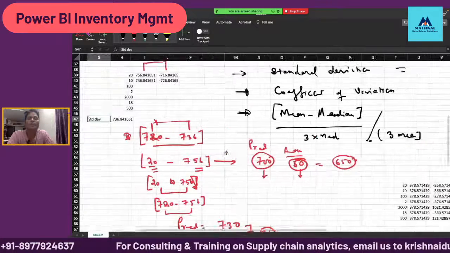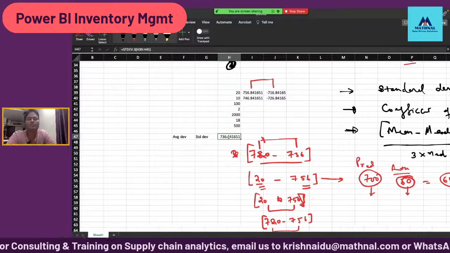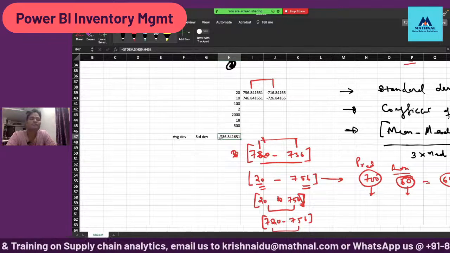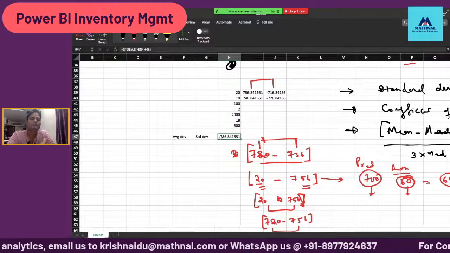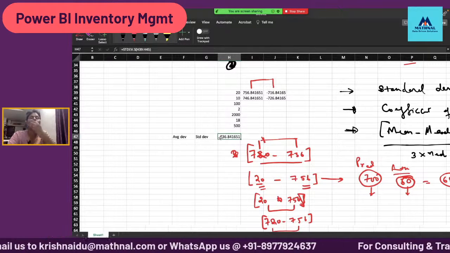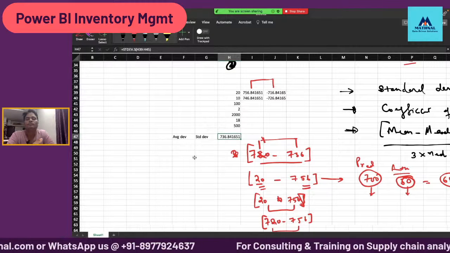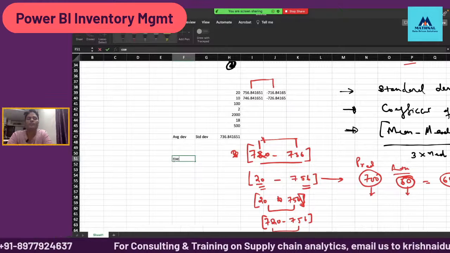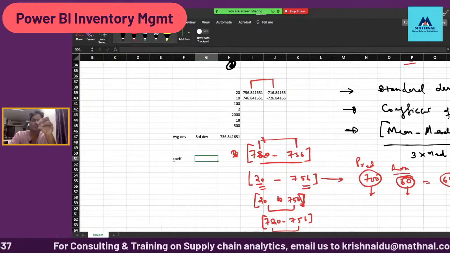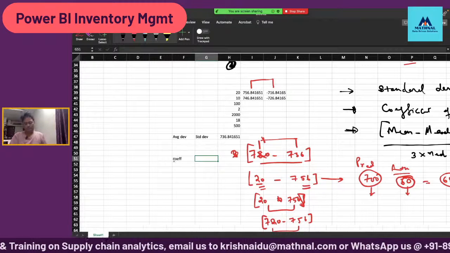But can you tell if this deviation is big or small by looking at this 736? Yes, sir. By looking at the value, we can get a lot of error in the prediction part, because the range between them is very high. By looking at the number, you're saying it's a very big number.